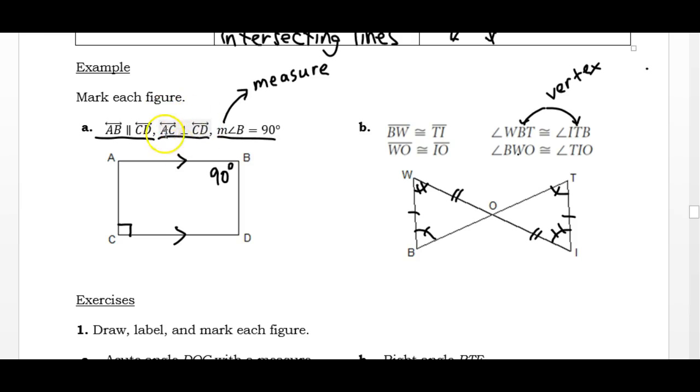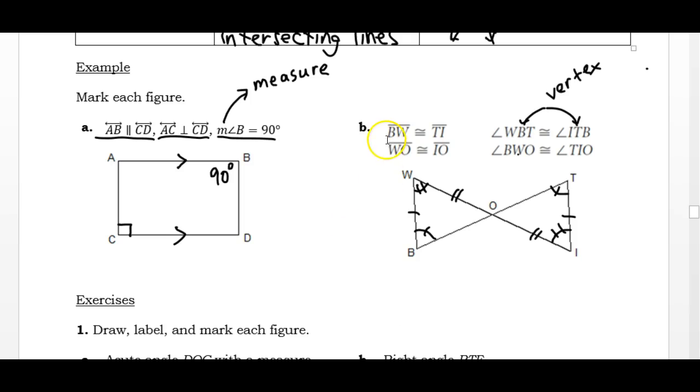Next I have AC is perpendicular to CD. So I have AC on the side here, CD on the bottom here, and I put the little square to show that they are perpendicular. I could also put the number 90, but I like the little square. The last one says the measure of angle B is 90 degrees. Anytime you see a little lowercase cursive or italicized m, that stands for measure. So measure of angle B is 90 degrees. So I threw a 90 in the corner of angle B. I could have done a square. They're both correct. It's up to you.